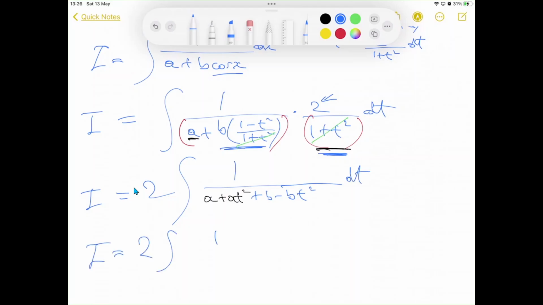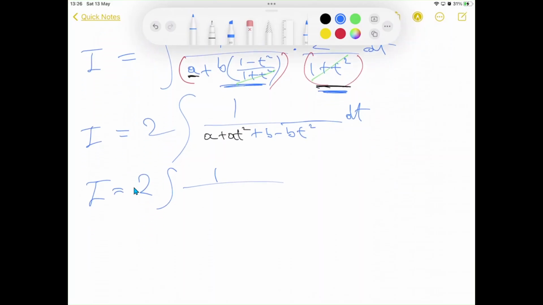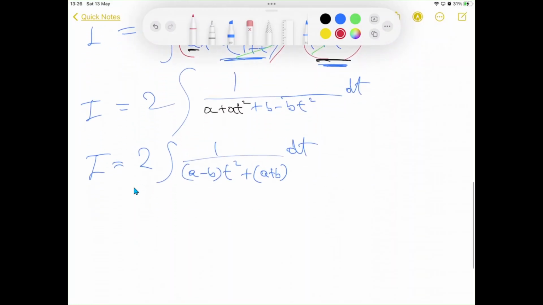If I write this integral nicely now, you can rewrite it as a minus b times t squared, and then plus a plus b dt. So now let's take a little substitution. Not a calculus substitution per se. I'm just doing this to make the constants look nicer. Let's say a minus b is equal to c1, and a plus b is equal to c2.